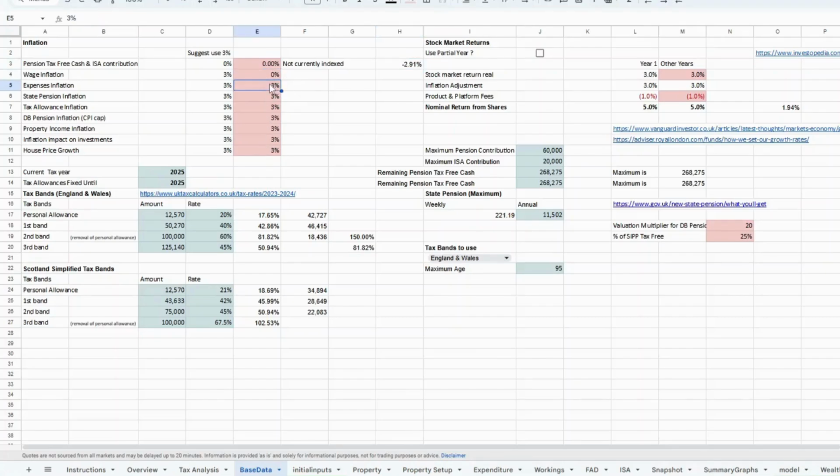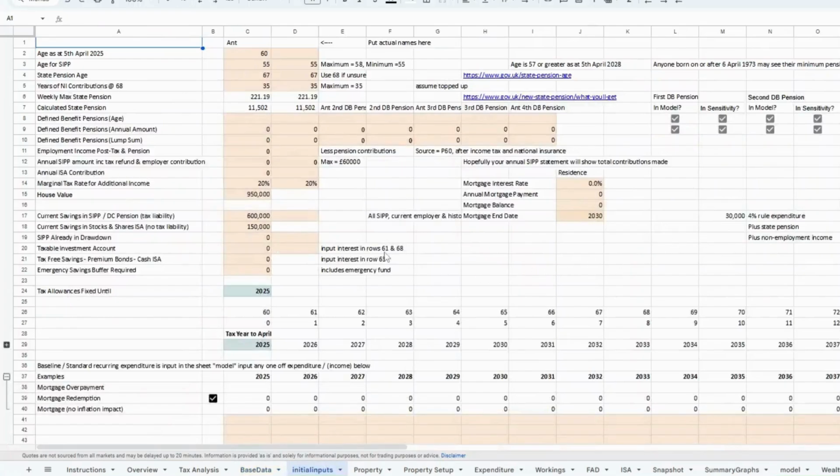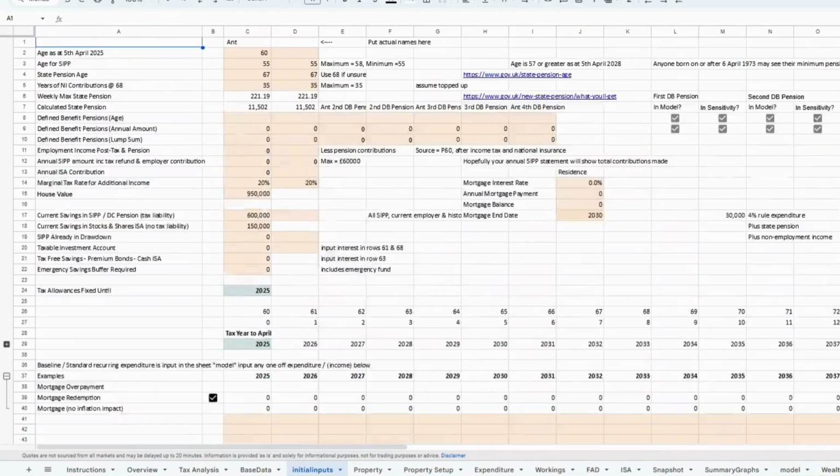So let's just quickly do all that. And then let's copy this over to here. And then what we're also doing is making sure that we've only got pension and ISA assets. So there's no mortgage and there's no money in just taxable investment accounts, because those amounts would need to be changed so that they are real and not nominal.